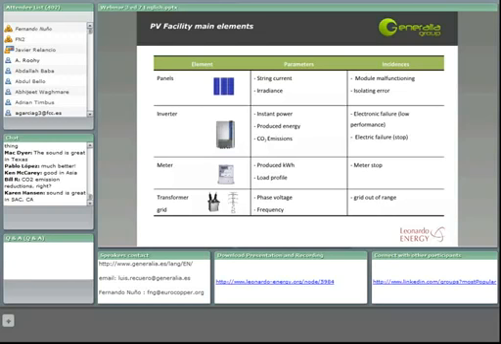In the panels, we can monitor the string current and the irradiance. The string current is quite easy to be monitored with some devices that are available in the market.